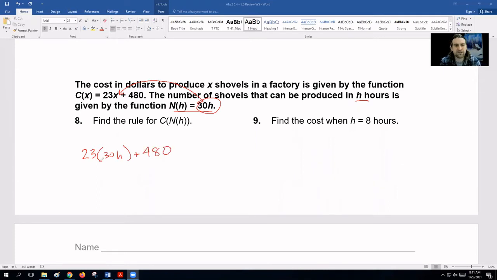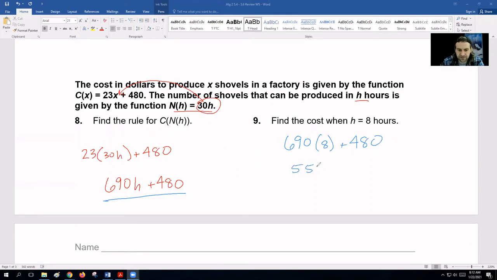All right, so we just got to do 23 times 30. 23 times 30 is 690h plus 480. Now, if we want to find the cost for 8 hours, now that we have the formula, all we need to do is plug in 8 for h and figure out our cost. So 690 times 8 is 5,520, and we'll add 480. Does that actually come out nice? Yeah, an even 6,000.